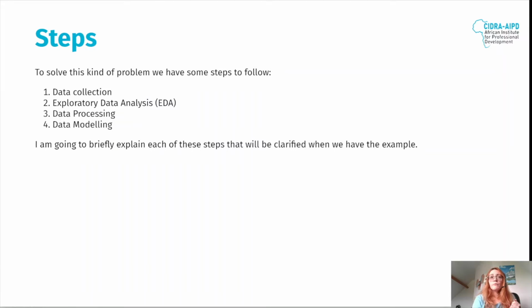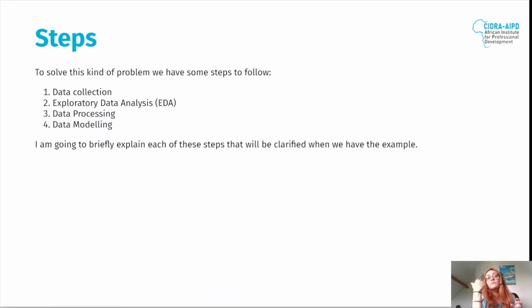The second step would be exploratory data analysis, or EDA. That's where we try to understand how the data looks, the patterns, shapes, the distribution of each of the variables and the variables together as well.